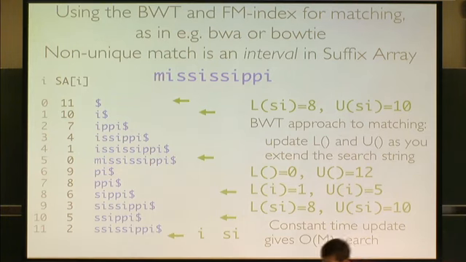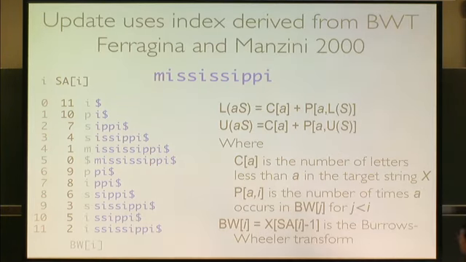Okay. So what is the updating rule? Well, that was the contribution of the Ferragina and Manzini paper. And they said if you already matched a string, you got an LS and US for some string S, we're going to put a symbol A, a character in front of it. That would be like adding an S in front, one of these symbols. It's just a lookup in 2 different arrays.